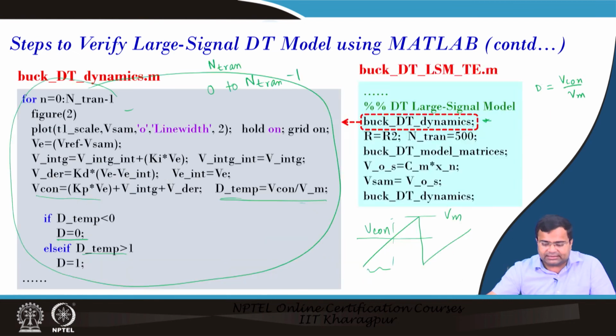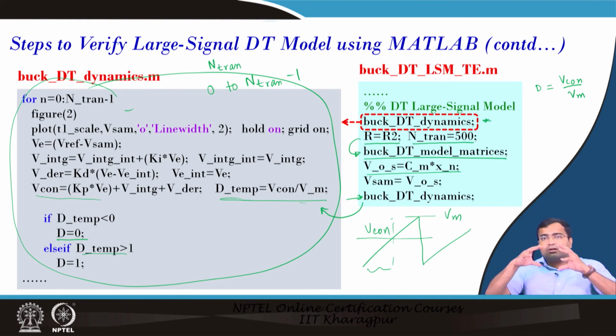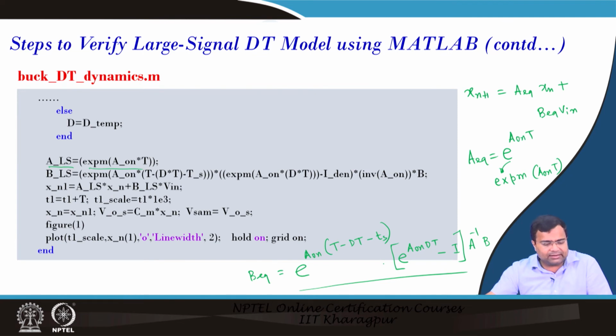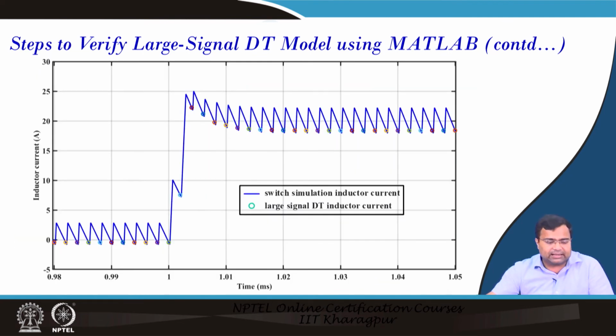This is the demonstration of the switch simulation. You can see, once it runs for 500 cycles, then we are changing the load resistance from R1 to R2. Then it will again run for 500 cycles, and we are calling again the model matrix, because the model matrix has to be updated with the new load resistance. Then we are again taking the sample value, and then we are calling the buck dynamic function, which is again the same loop, but only with the updated A matrix. Then the same thing we have discussed, and then it will validate the model.